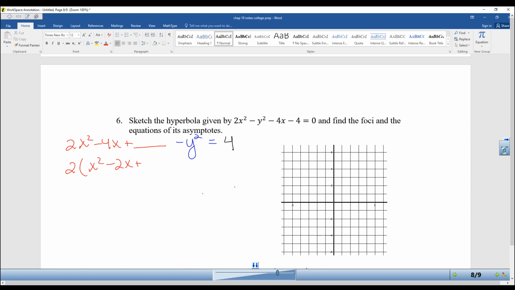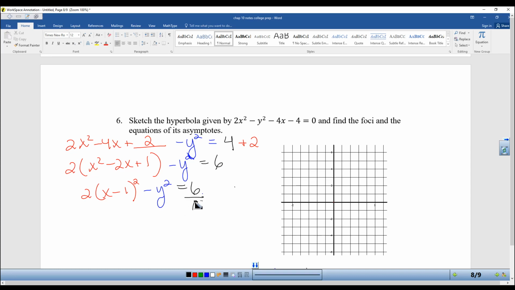And then I'm going to cut that 2 in half. So I get x minus 1. I square it and I get 1, but really it's a 2. I've actually added 2 to both sides of the equation. I didn't do anything with this, but I would like you to rewrite it each time so that you have a nice consistent equation. Remember that your last step is to divide through by the number on the other side because it has to be equal to 1. So now I have x minus 1 squared over 3 minus y squared over 6 is equal to 1.